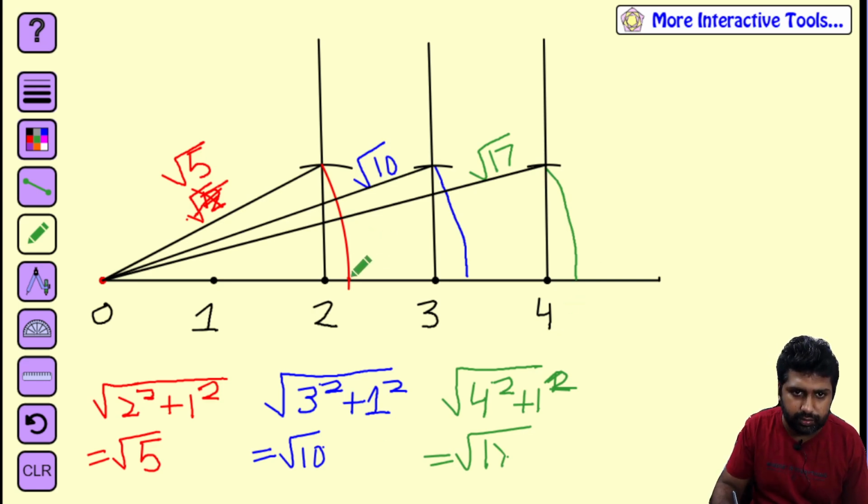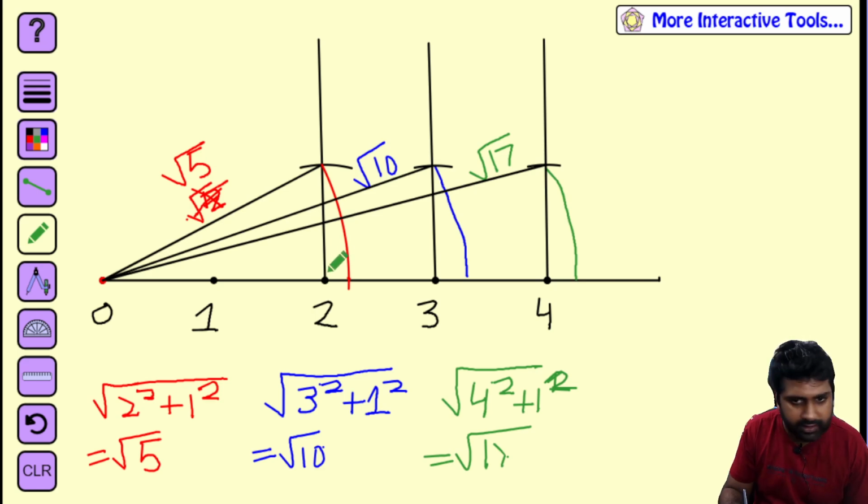Root 5, root 10, root 17, all of them are working on a very simple idea. The numbers root 10, root 17, root 5, were very close to a perfect square with a gap of 1 unit. So you break down root 5 as 2 square plus 1 square, root 10 as 3 square plus 1 square, root 17 as 4 square plus 1 square. That will give you the idea on which point you have to create a 90 degree angle.